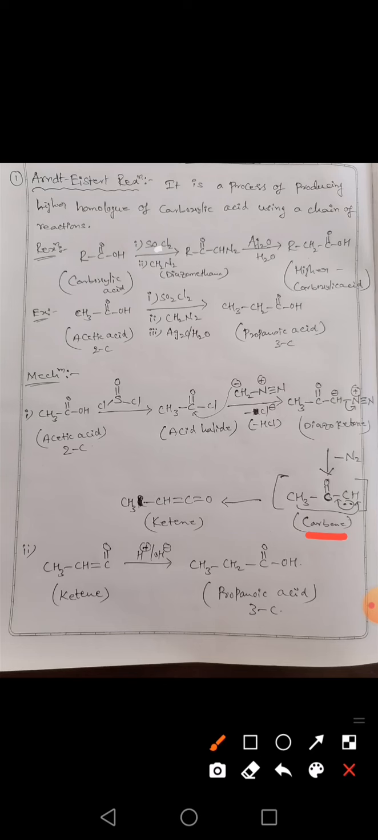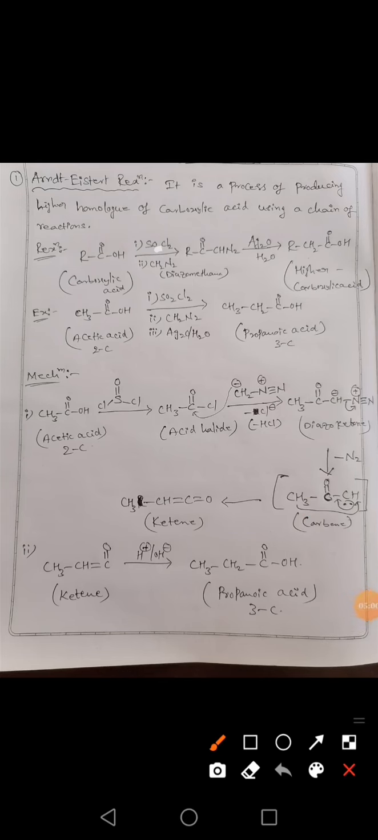By shifting of the lone pair present on the CH towards the carbonyl carbon bond, it converts into a ketene, meaning a double bond forms between the carbonyl carbon and this CH carbon. Then the CH3 is directly attached to the CH carbon. By this type of rearrangement, this carbon is converted into a ketene. Now this ketene is further going to react with water.